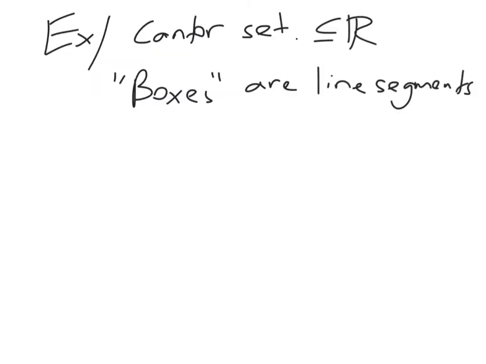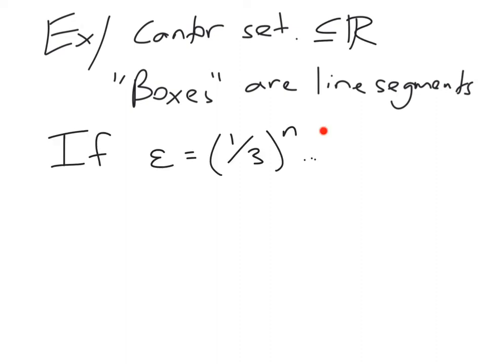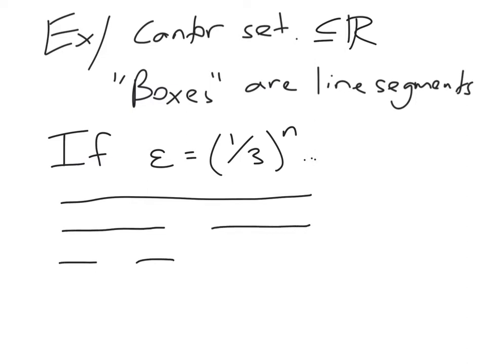As a first example of box dimension, let's look at the Cantor set. The Cantor set lives within a segment of the real line, and so the boxes are going to be line segments. Consider the class of epsilons where epsilon is 1 over 3 to the n. So if you remember the way that we made the Cantor set, it was like this.